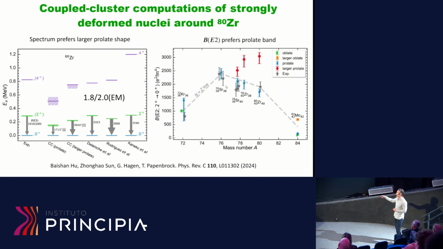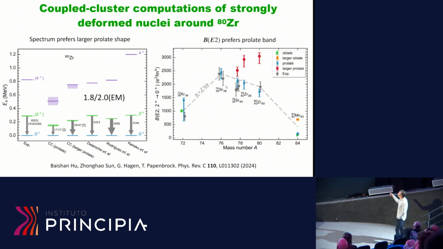Maybe the larger prolate is a better agreement, and then we also compare to other existing mean field and beyond mean field calculations here. I would say for the larger prolate, we have fairly good agreement with existing theory and also with data. But then looking at the B(E2), for example, this is zirconium-80 here. This is the data.